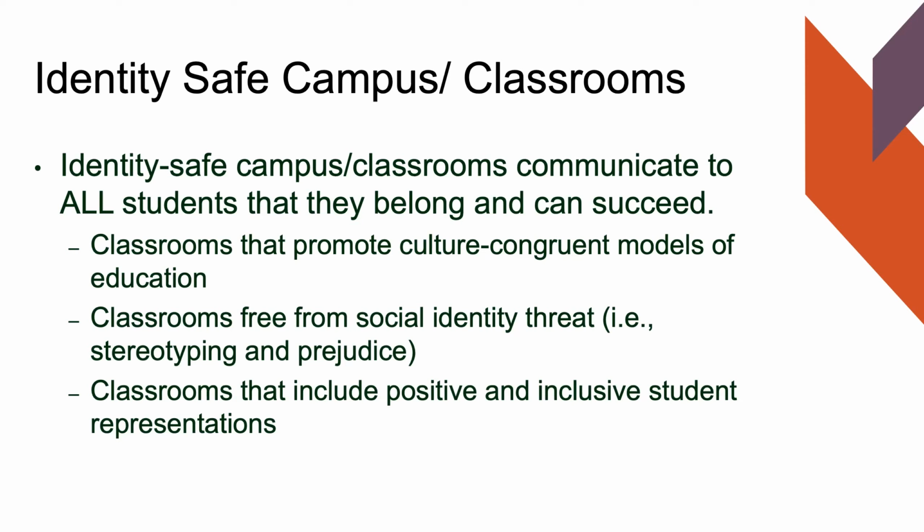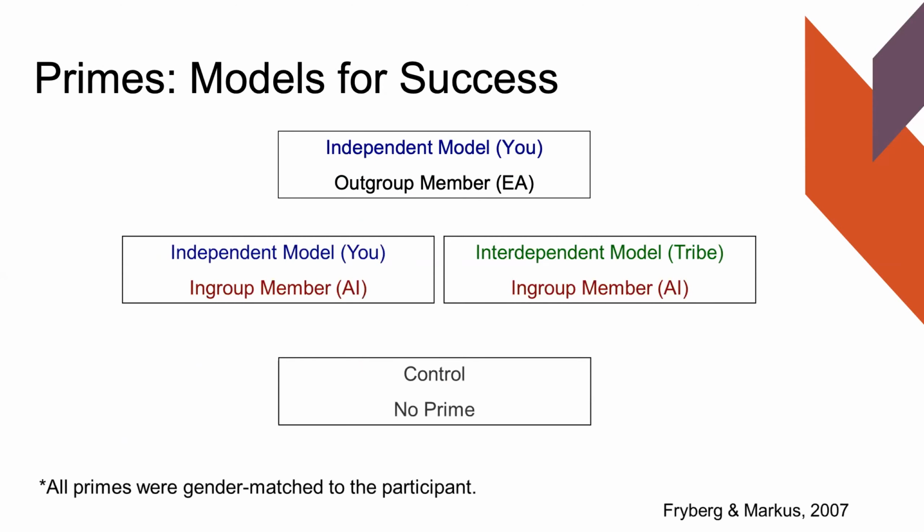Whether that's grades or just graduating from high school, fitting in, finding a place, and so on. It helps free us from social identity threat, which is stereotyping and prejudice and things like that. And the way that we do that is through representation, right? So there was another study that Stephanie Freiberg did, where she did this experiment to look at different models of success. And I'm going to quickly go through this, so stick with me here.